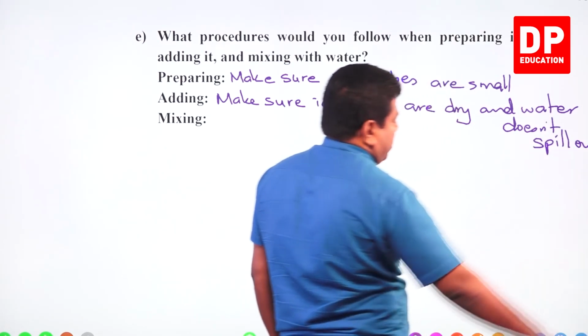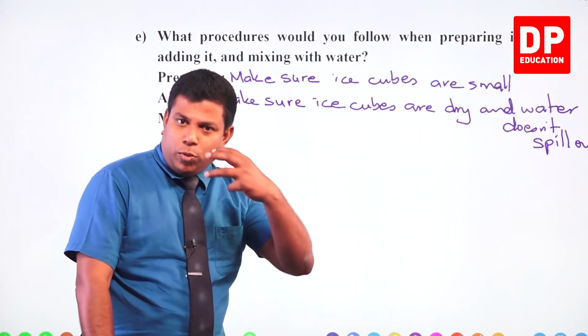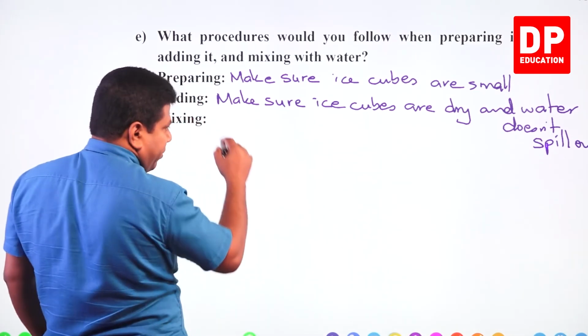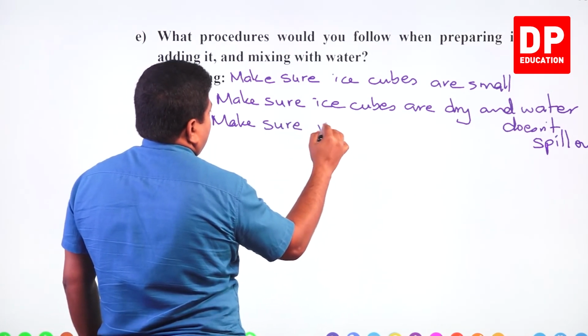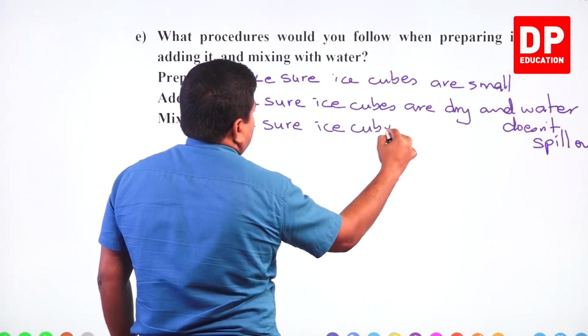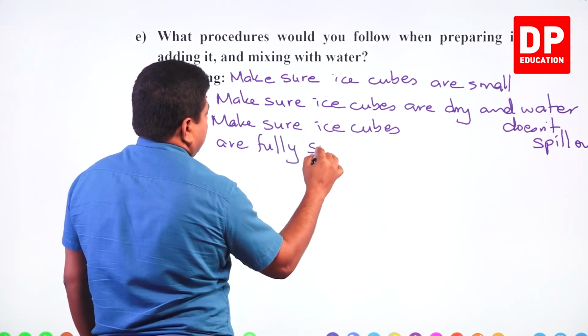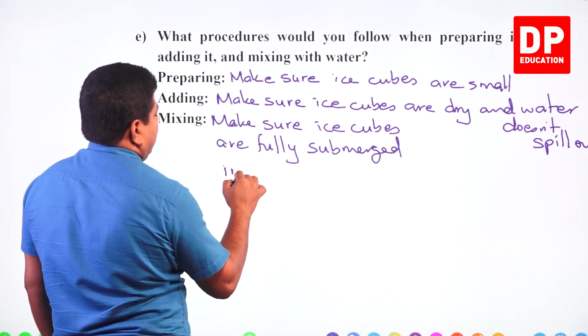Oh, it doesn't drip out. Yes. When you are mixing it, you have to ensure the ice cube is fully submerged into the water. Same question, same answer, same discussion every time. Make sure ice cubes are fully submerged in the water.